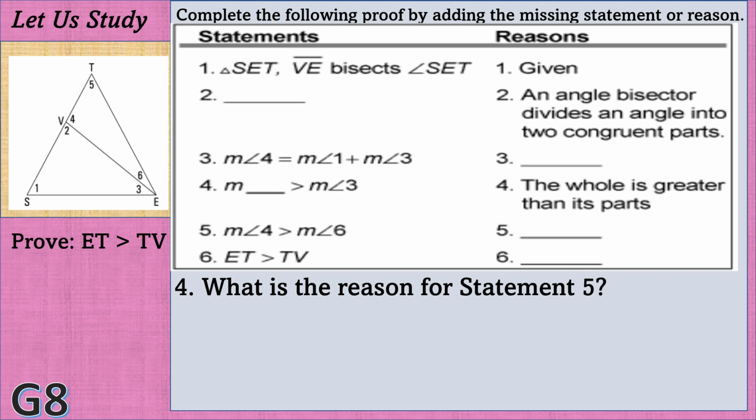Okay, next we have question number 4. What is the reason for statement 5? So our statement 5 here says that the measure of angle 4 is greater than the measure of angle 6. So what is the reason for that claim? So the reason is the application of the transitive property.